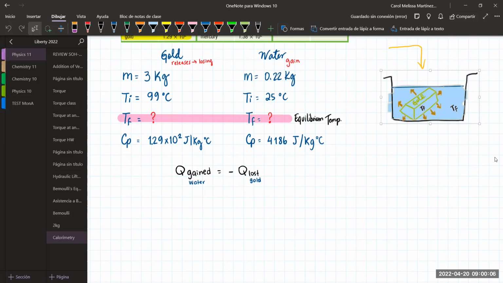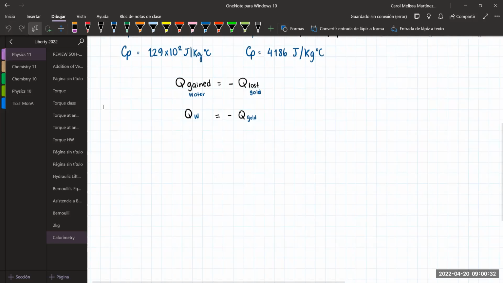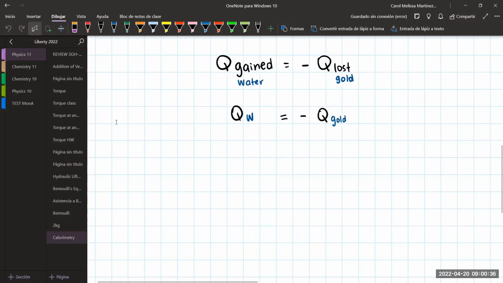So we say that Q of water, therefore, is equal to negative Q of gold. If you want to be more professional, you can write a symbol for gold, which you already know. Or you can just write gold, it doesn't really matter. And what is the formula to calculate heat? It's the one that we isolated yesterday. Cp mass delta T of water is going to be equal to negative, I'm not going to forget the negative this time, Cp mass delta T of gold.